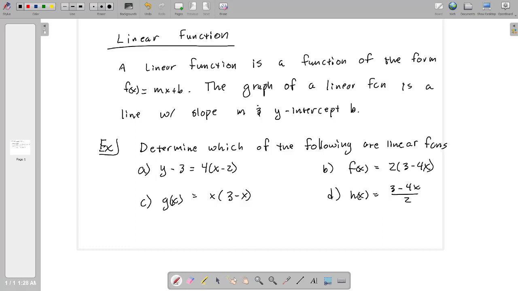So let's start with A. Now, A has a weird form because we don't have an f of x or g of x or h of x anywhere, but we have a y. It's still the equation of a line. So if we replace y with f of x, then we have a linear function.